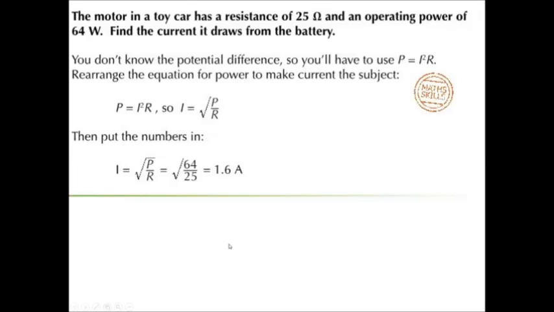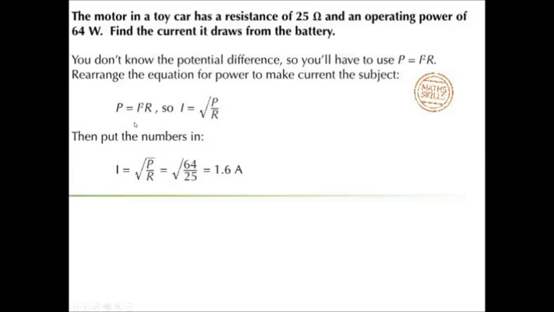An example from a textbook using this formula: if the motor in a toy car has a resistance of 25 ohms and an operating power of 64 watts, find the current it draws from the battery. You don't know the potential difference, so you're going to have to use P equals I squared R here. We haven't got V, so rearrange the equation for power to make the current the subject. Some of you might find this tricky with maths, so I've divided through by R, so I've got P divided by R, which gives I squared equals P over R.